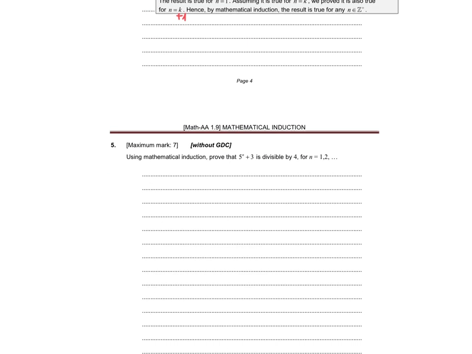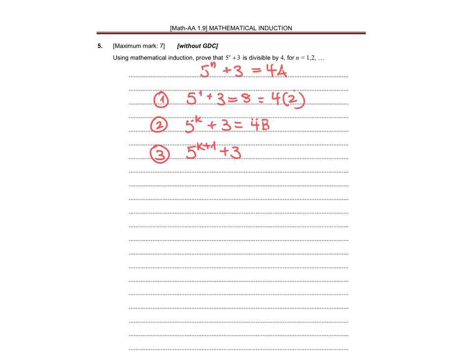Okay, so the next one, 5 to the n plus 3 is divisible by 4. So n is 1. We've got 5 to the 1 plus 3 is 8, which is 4 times 2. So that's true for n equals 1. And then assume it's true for k, n equals k. And we need to prove it's true for k plus 1. Oops, not 4b. Separate.